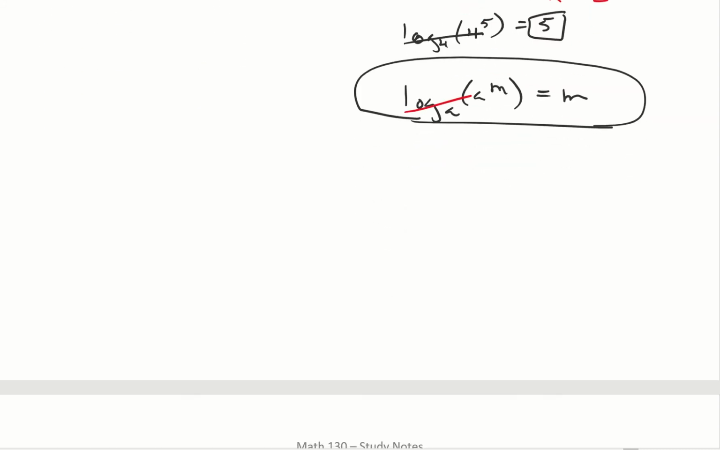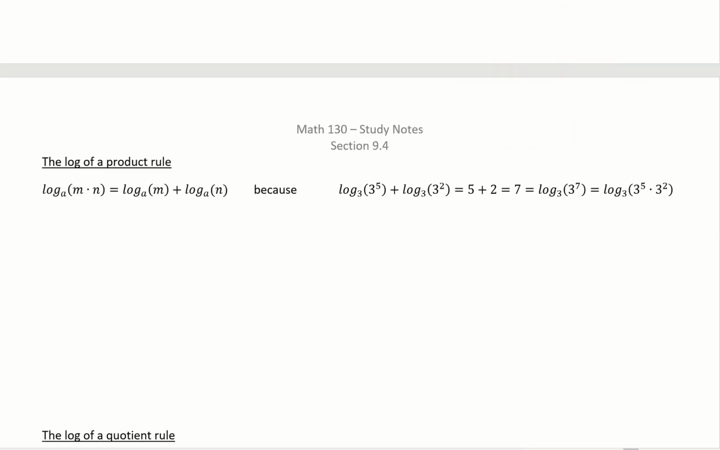Now, let's talk about the three biggies. Here they are. There's the log of a product. If you've never seen this before, you've got to slow down here. It says, and I quote, log base a of m times n is equal to log base a of m plus log base a of n. So the log of a product is equal to the sum of the logs. If you see a multiply inside a logarithm, you can split it apart as a sum.